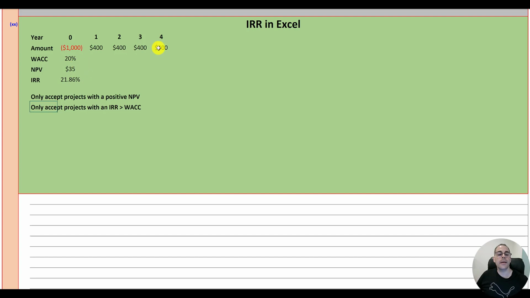Let's just say there was an alternative project that looked identical to this, except in year 4, you wouldn't receive $400, you would get $800. Maybe you invested in a bond, year 1 you would get paid $400, year 2 $400, year 3 $400, and year 4 $800. Now let's see the numbers change. Your NPV goes up to 228, your IRR is 30%, much higher than 20%. So this is a clear acceptance.